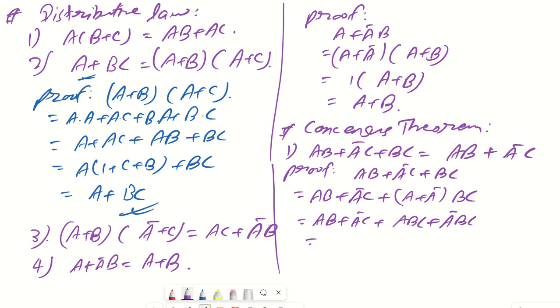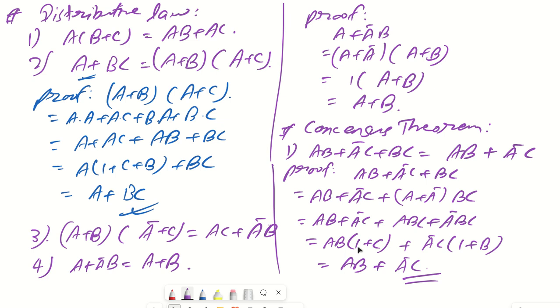So bc will get multiplied with each one of them. Now if you see, I can take out ab common from this term and this term. So what will happen? ab(1 + c). Then plus I can take out a bar c common from this term and this term, then 1 + b will come, right? 1 + b. Then 1 + c is nothing but 1, so it is going to be ab, and in the same way it is going to be a bar c. So this is how the consensus theorem is proved.